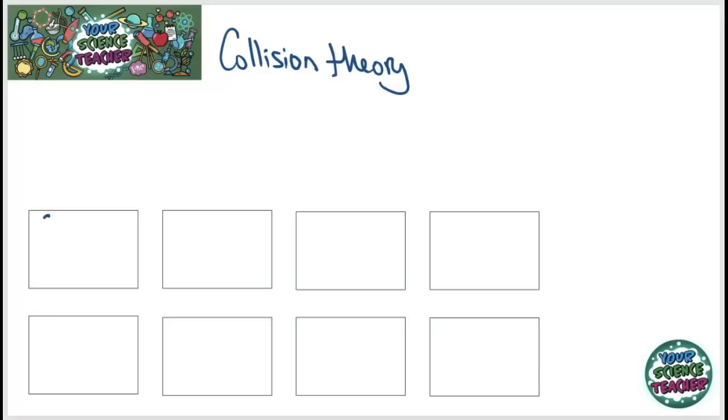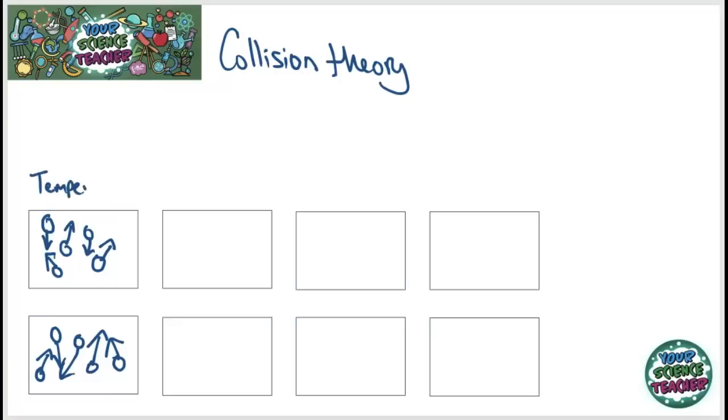And the first is temperature. Now, if I just draw some particles here and they are all moving around in random directions, I've got a little bit of a gas here, then if I increase the temperature, what's going to happen to those particles? Well, they are going to move around a lot faster with more kinetic energy. Now, because they are moving around faster, they are more likely to collide and therefore more likely to react. So temperature is one way I can increase the rate of reaction.